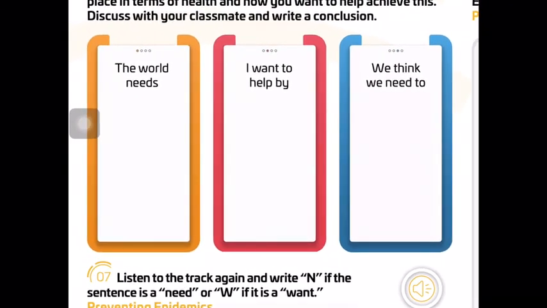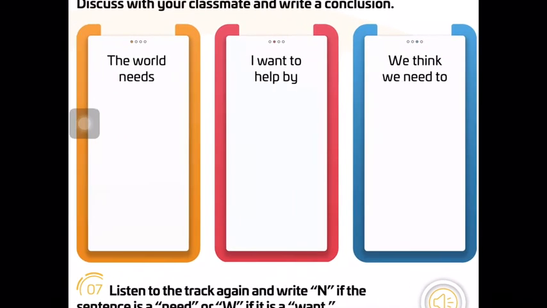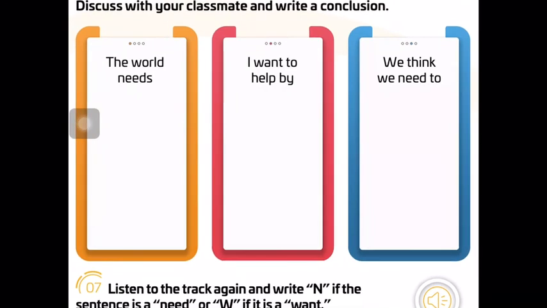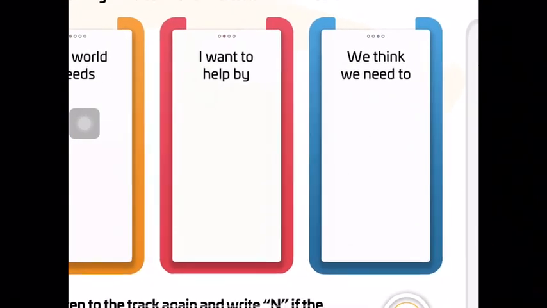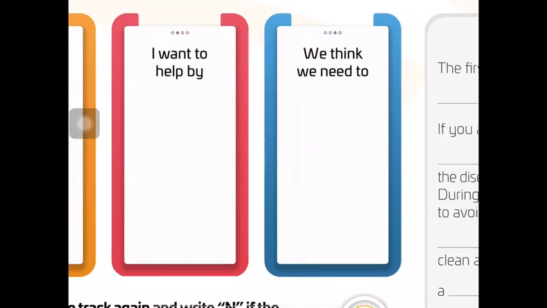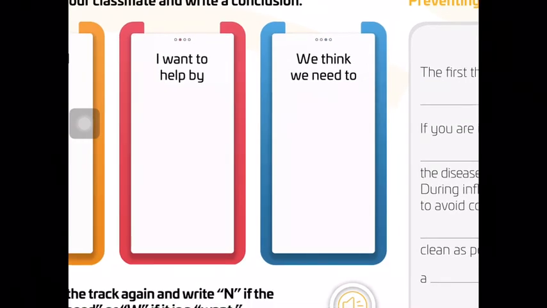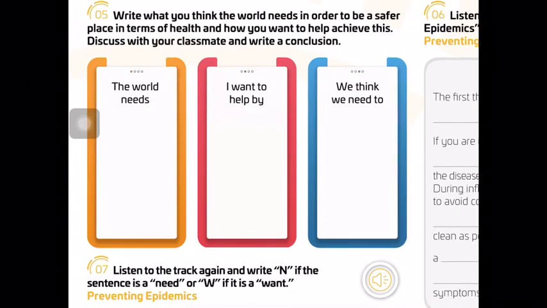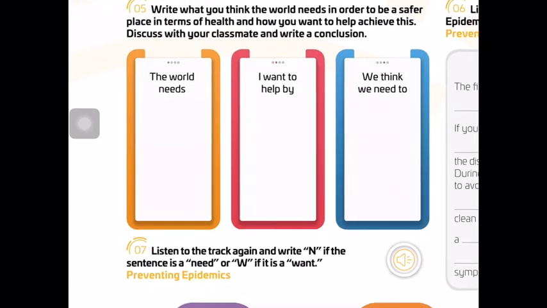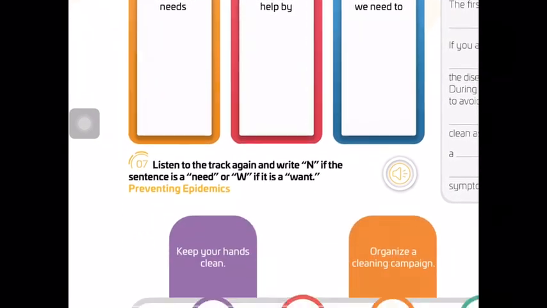How can you help? I want to help by recycling, by not contaminating, by creating an invention that helps the planet, by planting trees, etc., by taking care of the water. And the third one, we think we need to, what do you need to do in order to help the planet and to make the world a safer place?